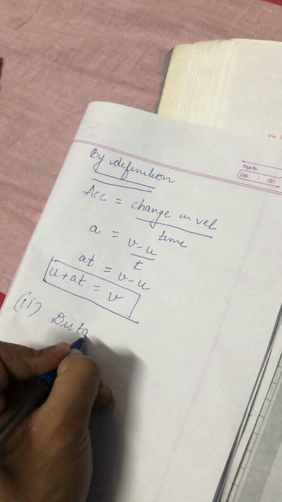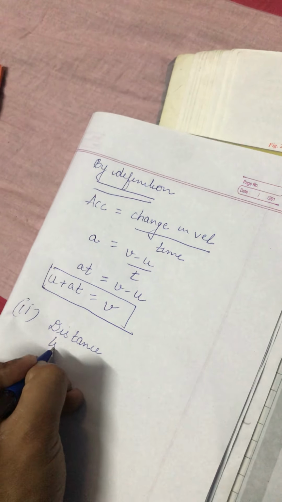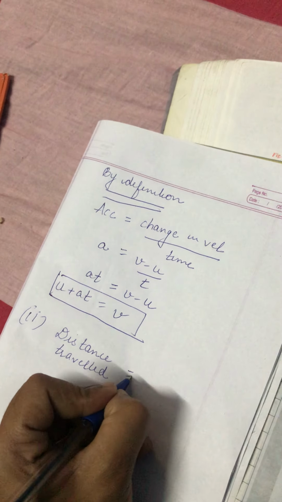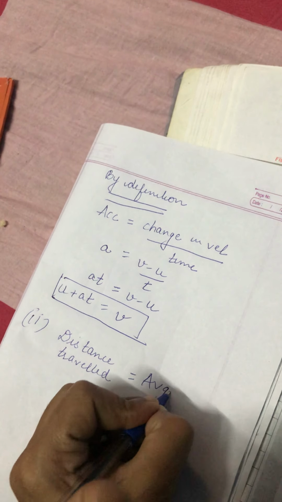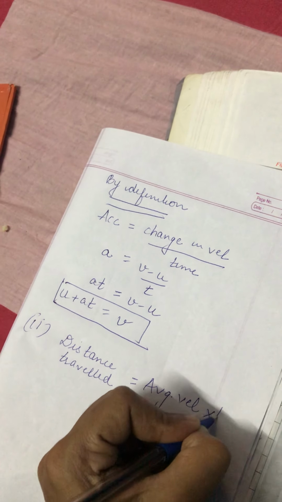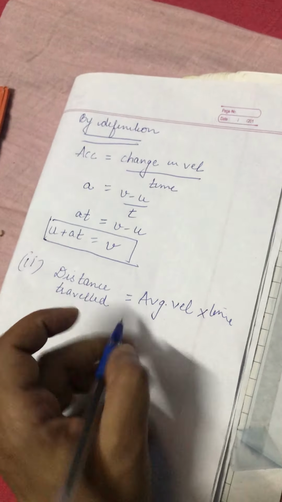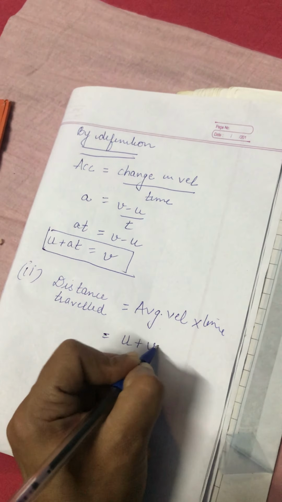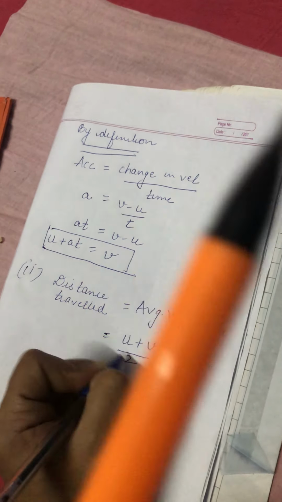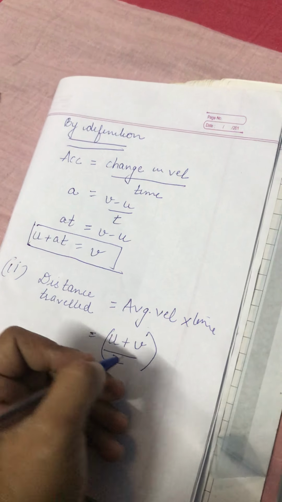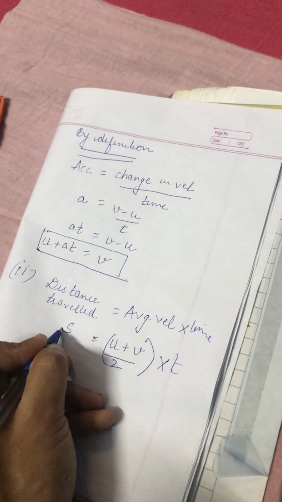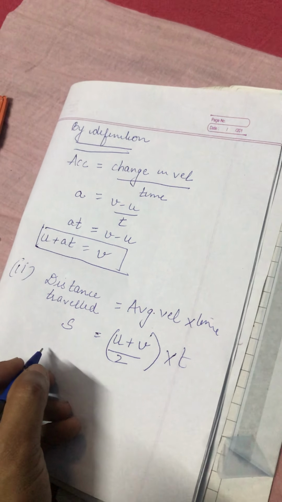And the next now we are having the formula of average velocity. We are using that distance traveled is equal to what? Average velocity into time. अब average velocity क्या होती है? Initial velocity plus final velocity divided by 2, divided by 2 into time is equal to what? S.